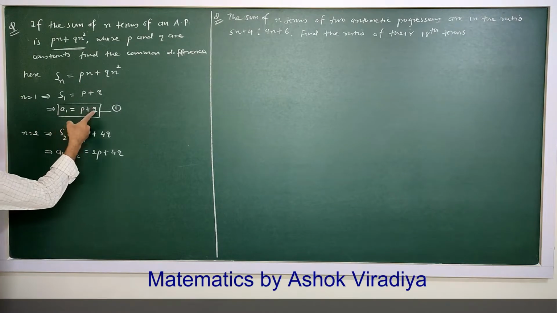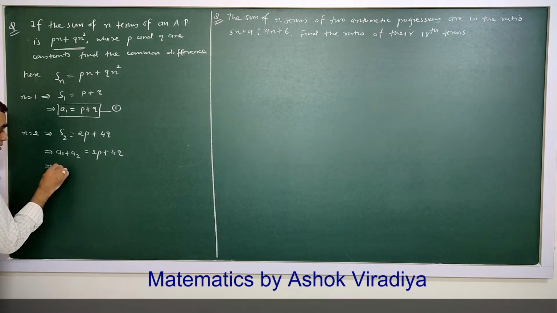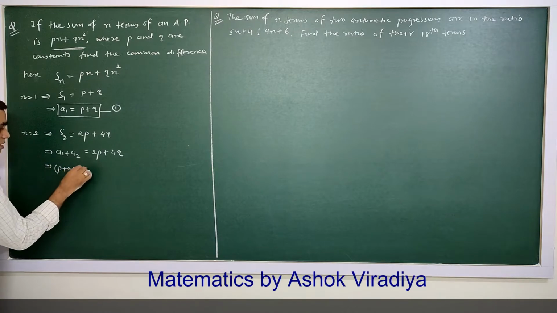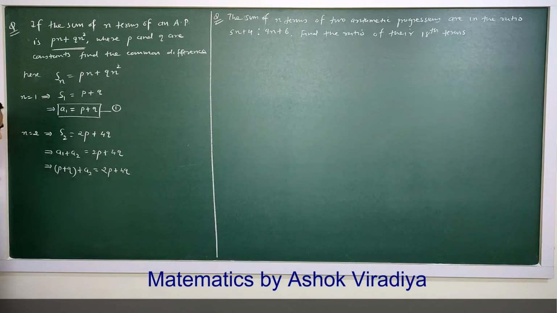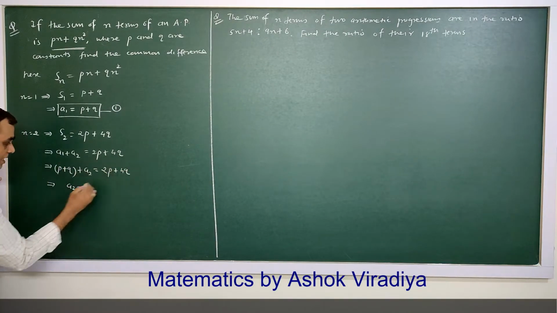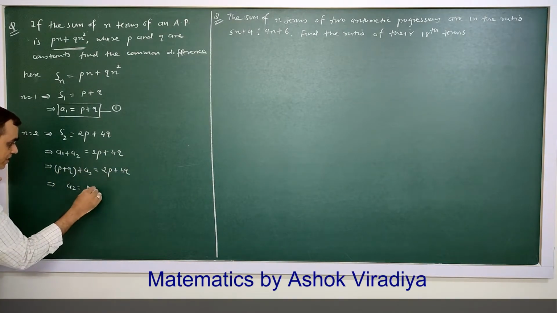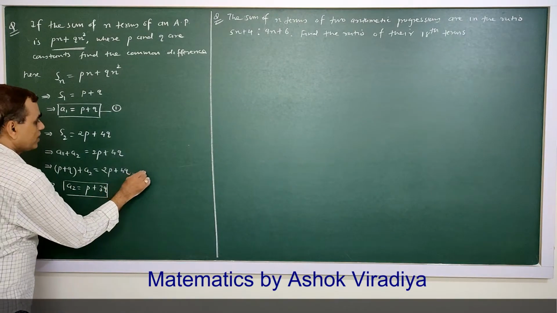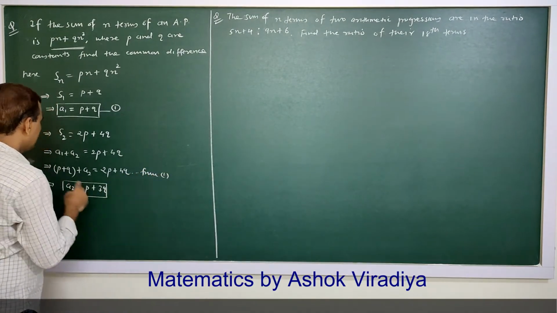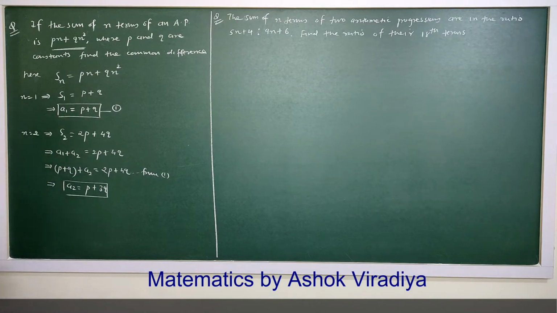Now A1 is P plus Q. I am putting here P plus Q plus A2 is 2P plus 4Q. So A2 is 2P minus P, that is P, 4Q minus Q, that is 3Q. So this is second term. This value is from here, value from 1 is used. So first term is obtained, second term is obtained.